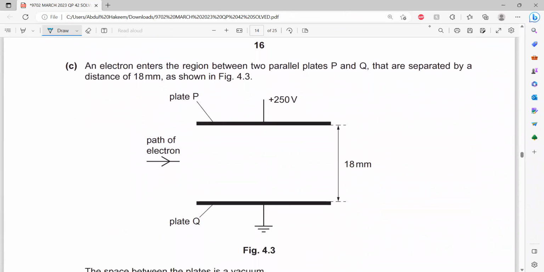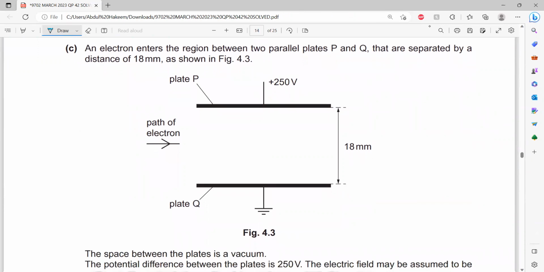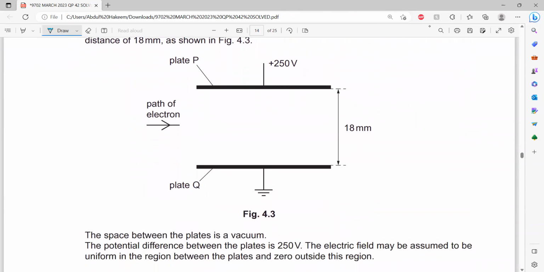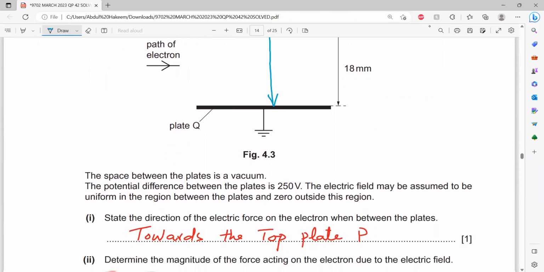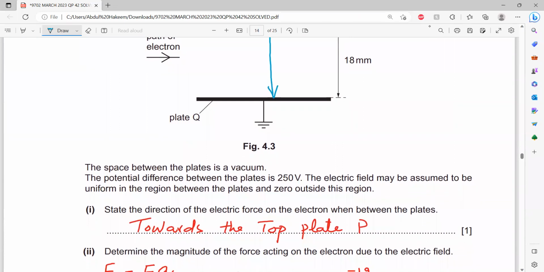And next, an electron enters a region between the two parallel plates P and Q that are separated by the distance of 18 millimeter. So there is electric field, and this is the direction of the electric field. The space between the plates is vacuum. Potential difference between the plates is 250. The electric field must be assumed to be uniform, okay? And the lower potential is 0.